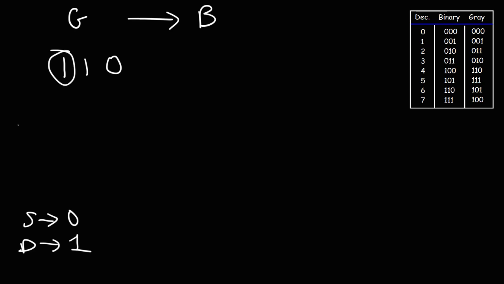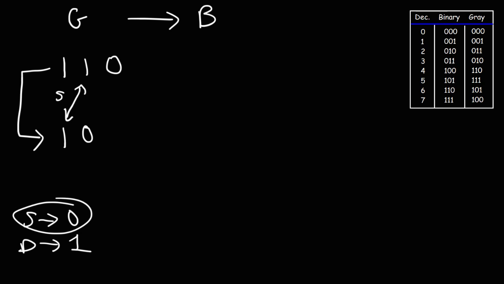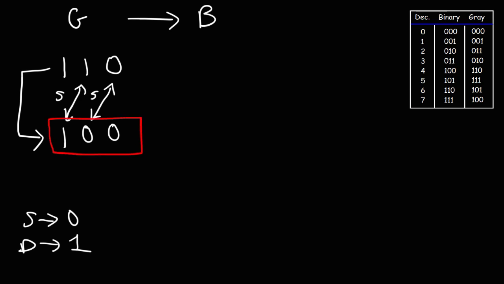So first, we need to rewrite the MSB. So that's going to be a 1. And then what we need to do is compare these two numbers. So those two numbers are the same, and we're going to put a 0 for that. And then 0, 0 are the same, so we're going to put a 0. So this is the binary equivalent. It's 100. As we can see here, a gray code of 110 gives us a binary code of 100.